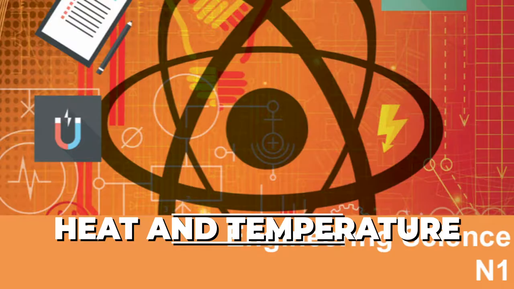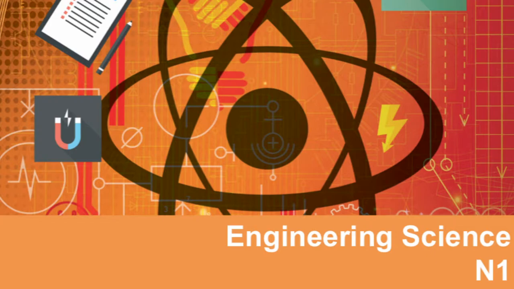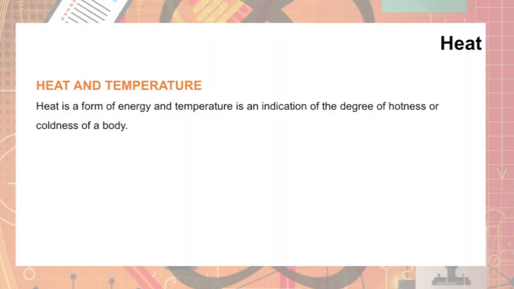So today we are going to look at Engineering Science N1. We are going to look at chapter number 4, which is heat. When we look at our slides, we are going to look at heat and temperature. There it is shown that heat is a form of energy. Temperature is an indication of the degree of hotness or coldness of a body.